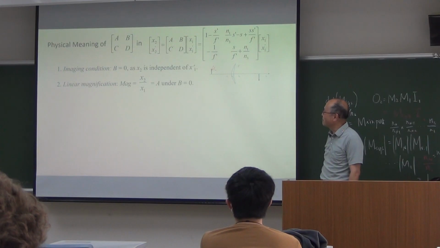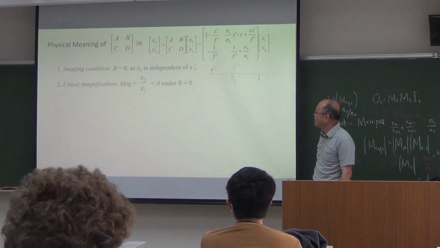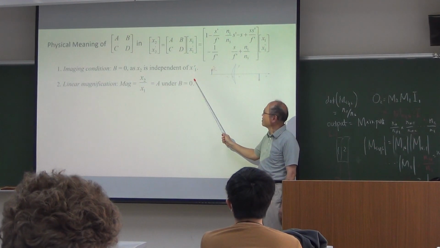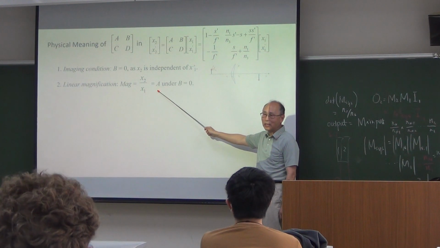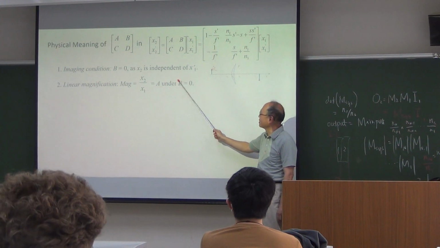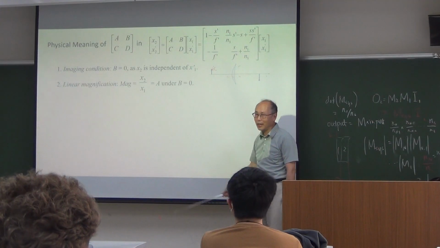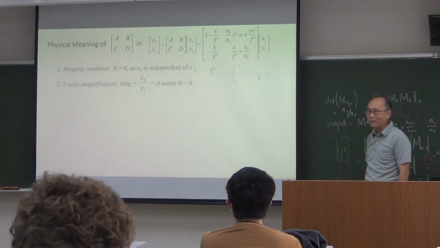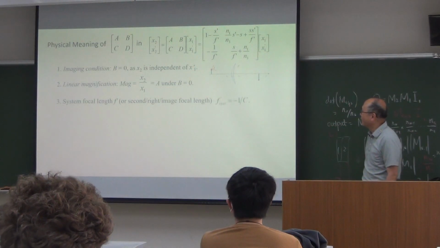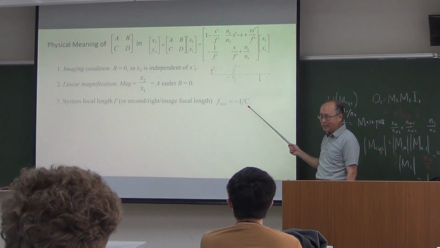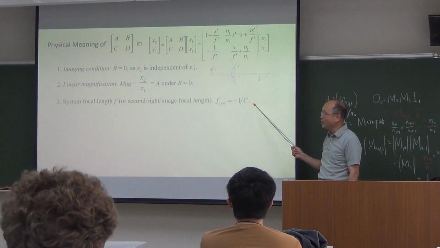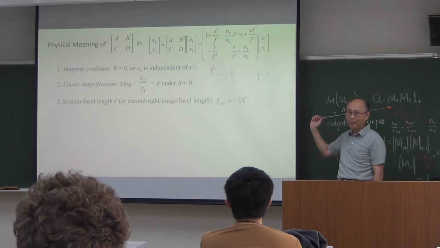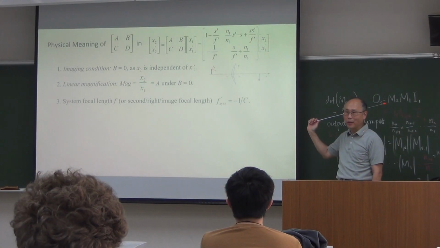The second thing is the linear magnification, that is A subject to B equal to 0. Only if B equal to 0 will we talk about the magnification of the image. So this is the first condition, and then your A subject to this will give you the linear magnification of the image. The third point is associated with C. The minus inverse of C will give you the system focal length. We went through this proof as well.